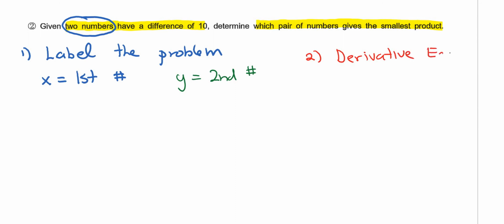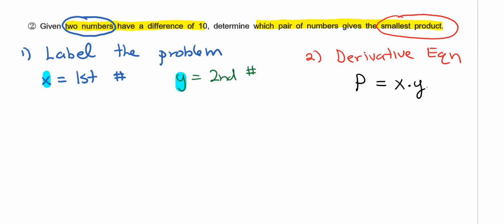All right, in order to find the derivative equation, we can usually find that in the very last part of the sentence here. So determine which pair of numbers gives the smallest product, right? So smallest product. Product means multiply. So I need to find an equation for product, and I need to incorporate my two variables that were given to me in part 1. So since my two variables are x and y, if I want to find product, I'll label that P. Product would be x times y.